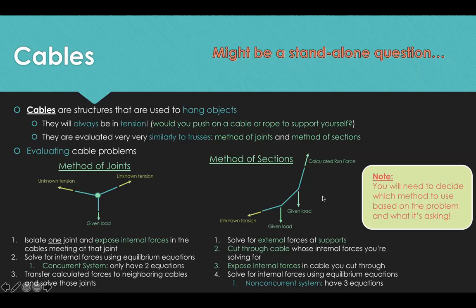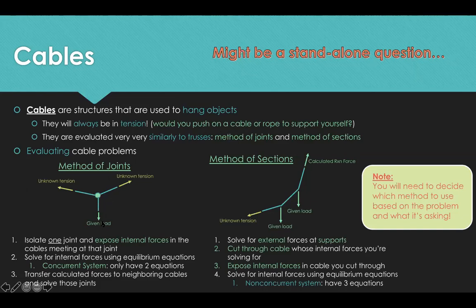So that's one thing. All of your arrows in your exposed tensions should be pointing away from the actual member. In terms of evaluating it, they're very similar to trusses, right? You have your method of joints and your method of sections. Deciding which one to use is pretty similar to trusses, too. If they ask for the tension in each of the cables, you have to use method of joints because then you can just hop from one to the other and it's fairly simple, right?